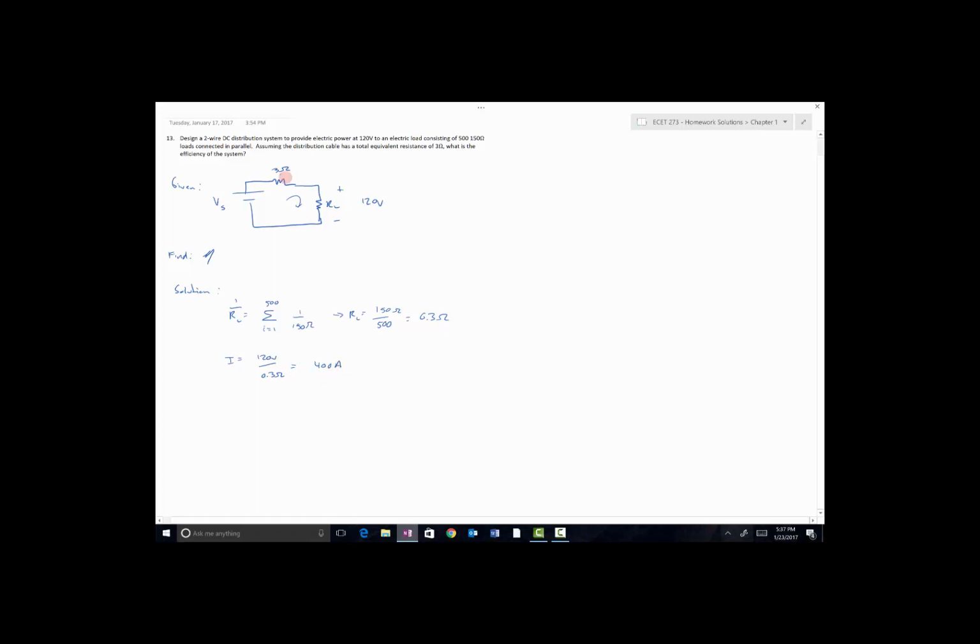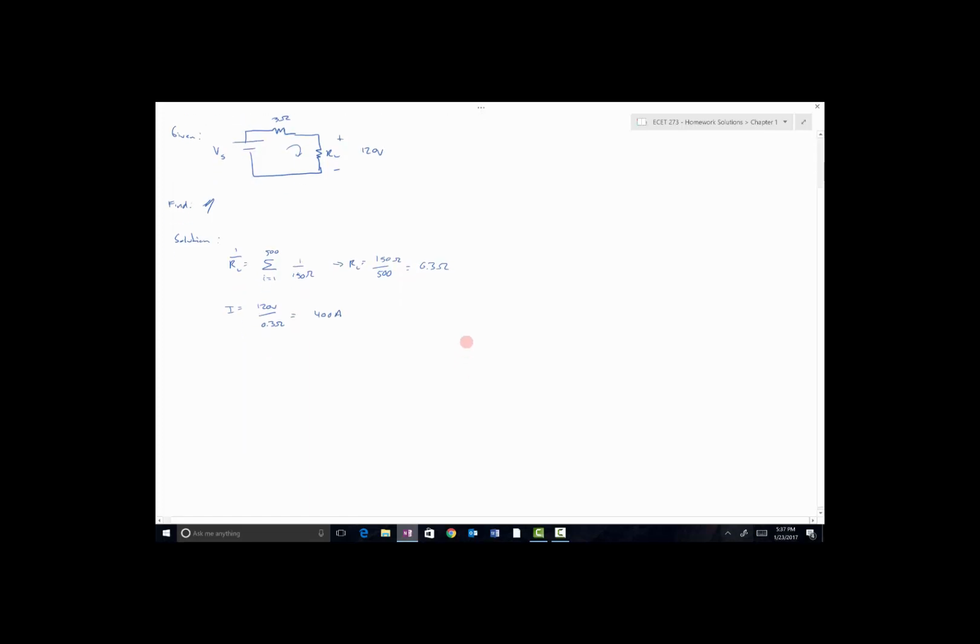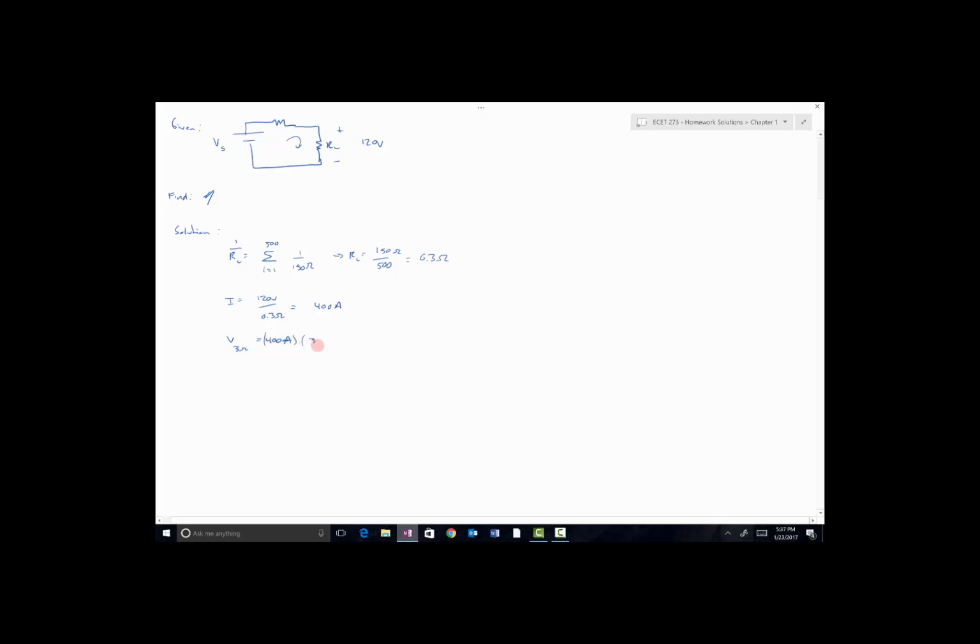I can determine the voltage drop across this resistor just by multiplying 400 amps times 3 ohms gives me a 1200 volt drop, a huge voltage drop. That means the supply voltage has to be V across the 3 ohms plus 120 volts, and that's 1320 volts right there for the supply voltage, so quite high.